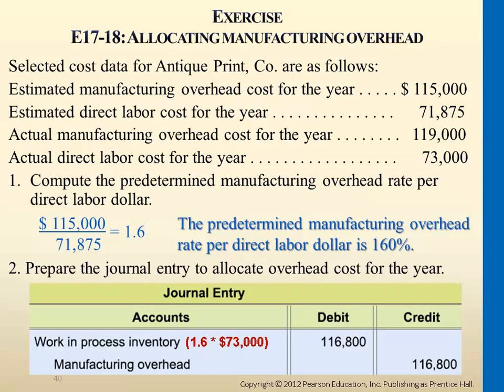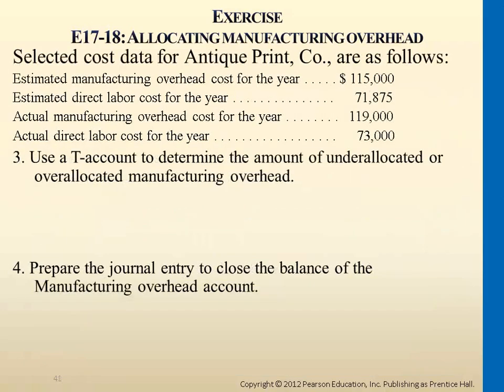Okay, now keep the numbers here. If we have two more questions on the same problem, use a T account to determine the amount of under allocation, over allocation. Same problem, continuing using the numbers that we just calculated. And prepare the entry to close manufacturing overhead account, meaning to adjust the under allocation and over allocation. Okay?